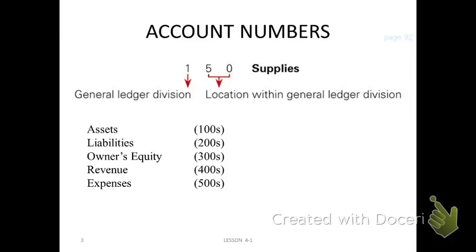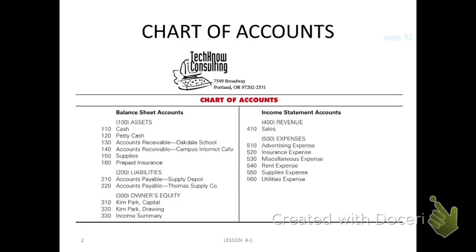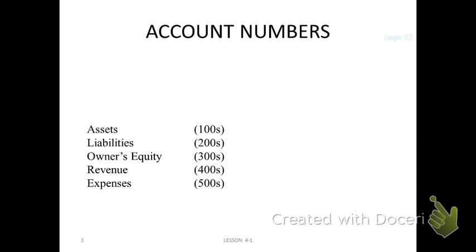So you're going to get very familiar with these account numbers. Some of them you might very well memorize over time. And you're going to have to get used to the fact that when you see anything that begins with the number 1, it's an asset. Begins with the number 2, it's a liability. Begins with the number 3, it's owner's equity. If it's the number 4, it's a revenue account. And if it's the number 5, it's an expense account number.